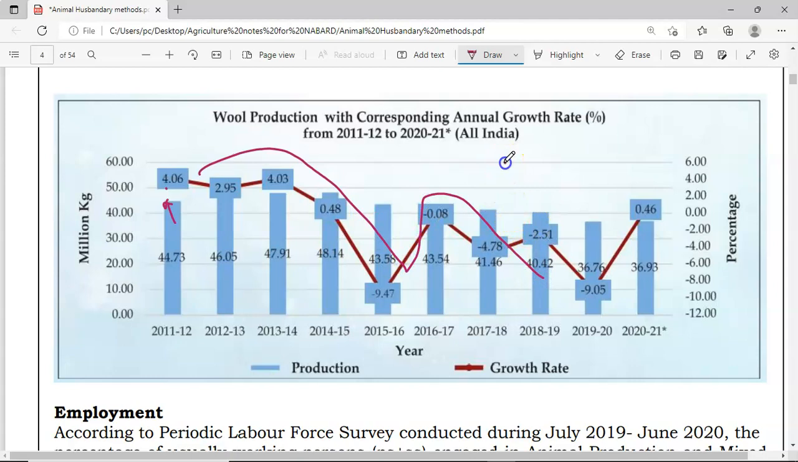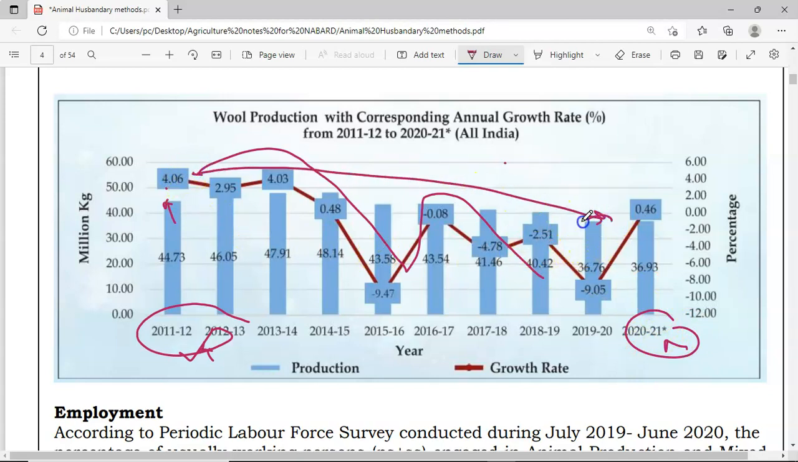So there is a cycle. We can say that this was the golden time where the wool production was higher, but in 2020 and 21, with respect to this figure, it has been increased, but correspondingly from 2019 and 20, this value has increased. So we can say that it has showed a growth of 0.46%.